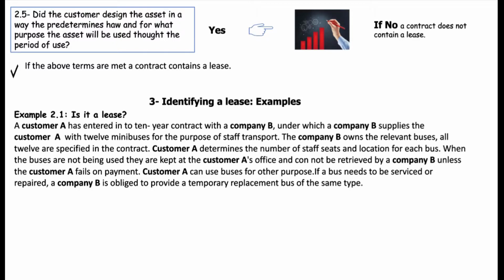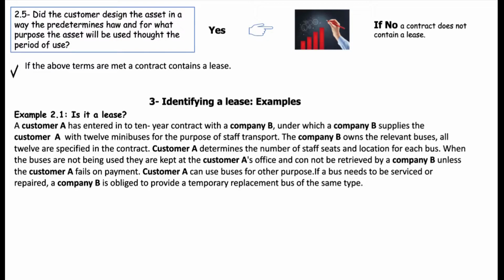has entered into a 10 years contract with a company B, under which company B supplies the customer A with 12 minibuses for the purpose of staff transport. The company B owns the relevant buses. All 12 are specified in the contract. Customer A determines the number of staff seats and location for each bus.